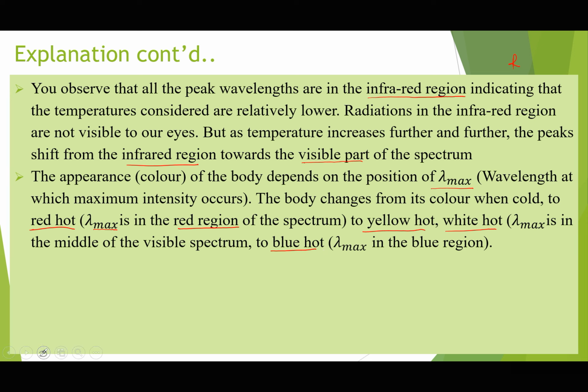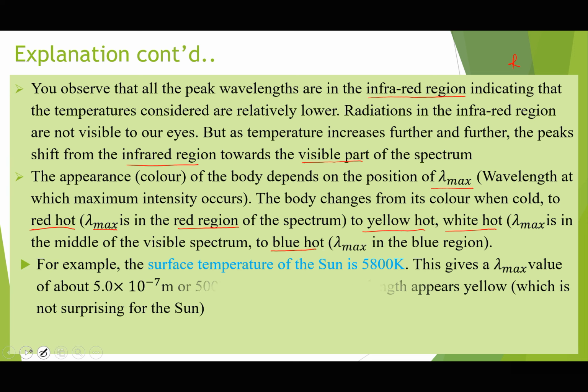For example, let's talk about our sun. The sun appears yellow. It is not by coincidence that the sun appears yellow. The surface temperature of the sun is approximately 5,800 Kelvin.